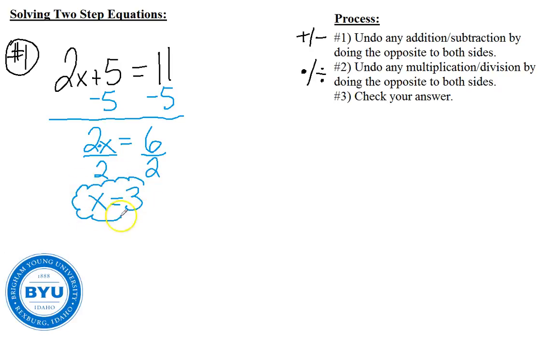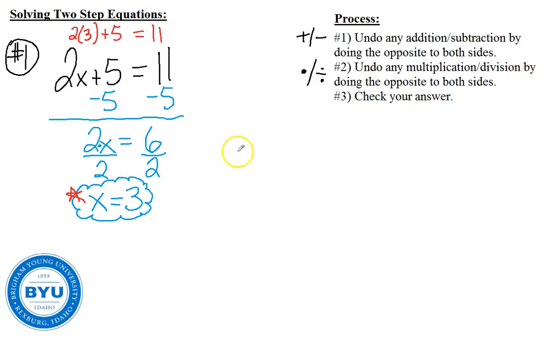Now you should always check your answer. Let's plug 3 back into the original. If I plug 3 back into this original x, I would get 2 times 3 plus 5. Order of operations says we should multiply first. So 2 times 3 is 6 plus 5. Yep, it's 11. And so this is a good answer.